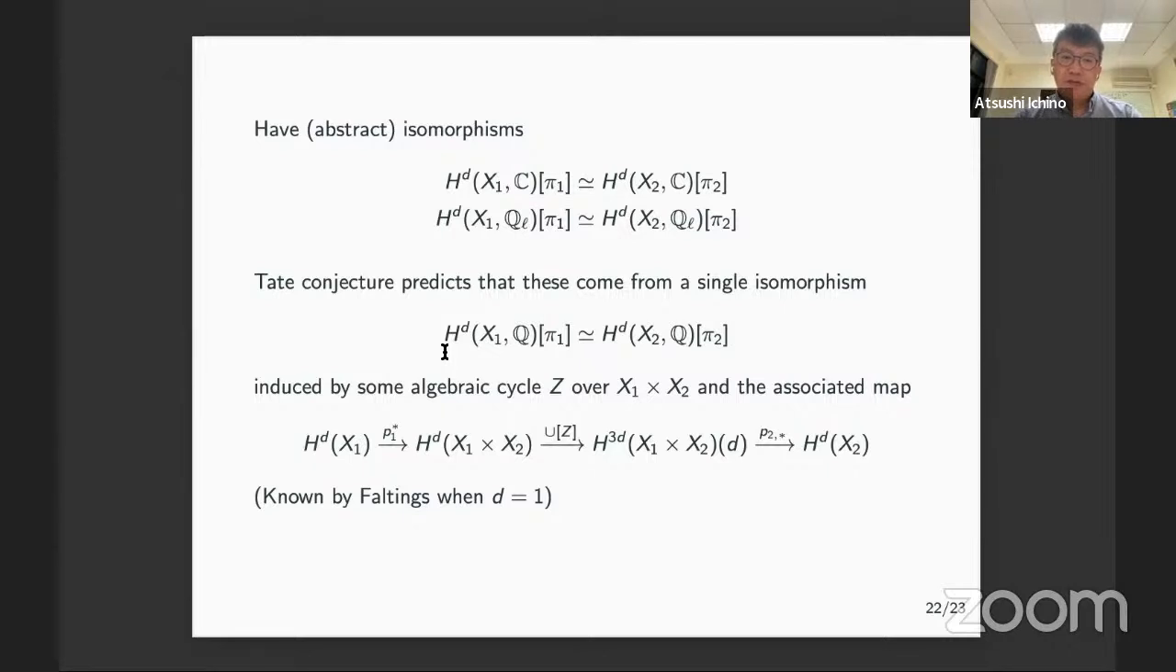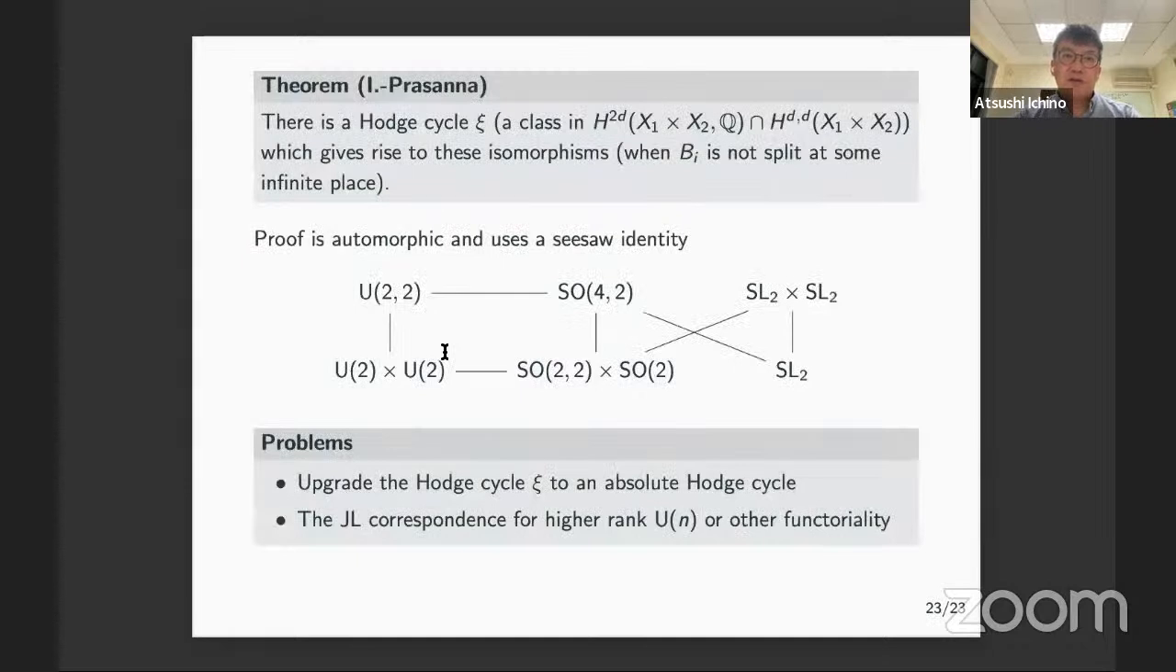This is only known for d equal to 1, namely the case when X1 and X2 are curves. But in the general case, when d is greater than 1, we don't know how to prove the existence of the algebraic cycle Z, and it looks very hard to prove. So we couldn't prove this, but we can only prove a weaker version of this existence of Z. Namely, in a joint work with Kartik Prasanna, we prove that there is a Hodge cycle C, which gives rise to this isomorphism under some right condition on B1 and B2.